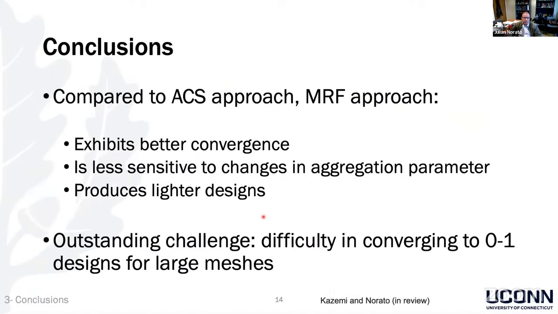So to conclude, compared to adaptive constraint scaling, the approach we propose has much better convergence, is less sensitive to changes in the aggregation parameter, and produces lighter designs in the majority of cases that we experiment in.